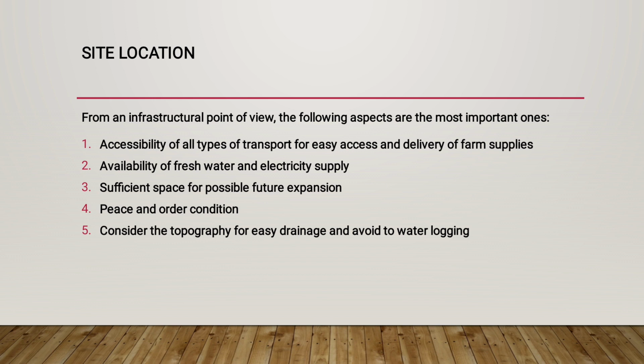Then number 2, availability of fresh water and electricity supply. We all know that fresh water is very much needed in any raising operation for any farm animals. We need water because water is a nutrient needed in the diet of the animal, and water is also needed for cleaning the housing and the different equipment we need.